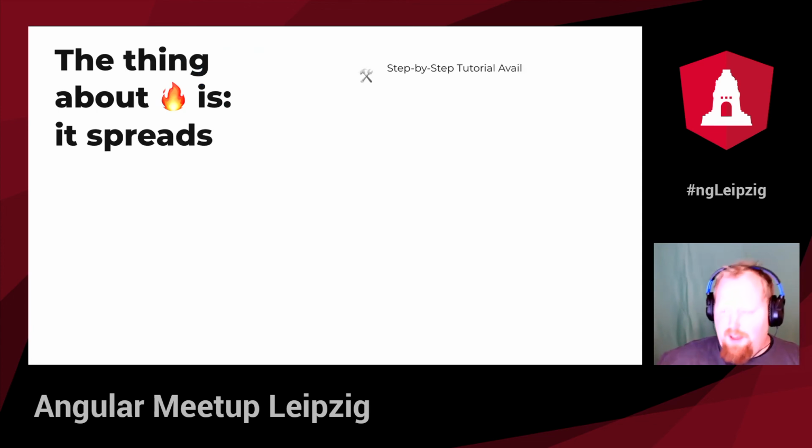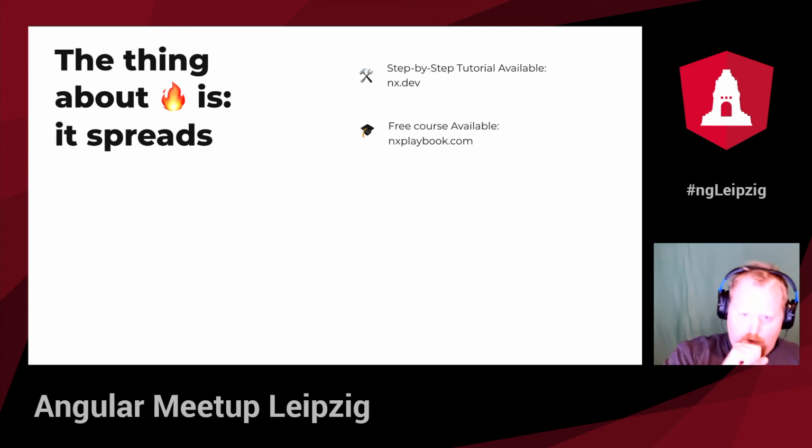So the thing about fire is that it spreads. If this talk got you interested in NX and some of the different things that you can do with it, we've got step-by-step tutorials available on nx.dev. There's a lot of cool content available on nx.dev, really. And there's also a free course that you can get at nxplaybook.com. I think Yuri, another engineer at Narwhal, is working on an egghead course that will be much more robust. But for a lot of the stuff you can do in terms of setting up a workspace and all the nitty-gritties of that, I think our free course is very sufficient. So you can check that out if you like.